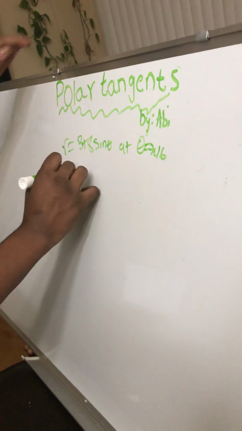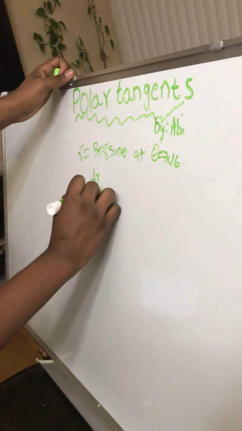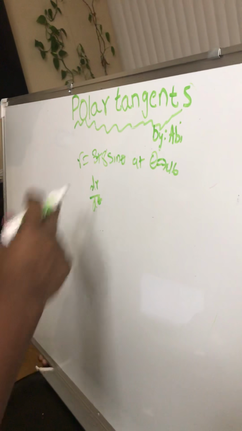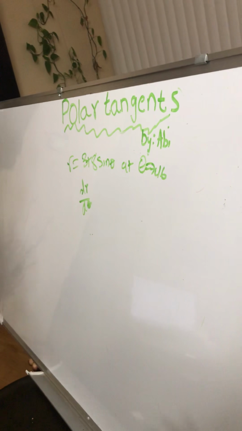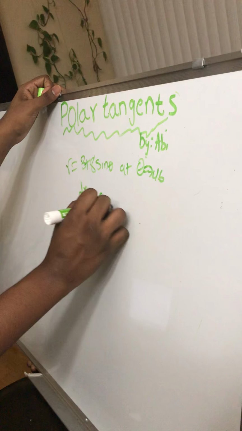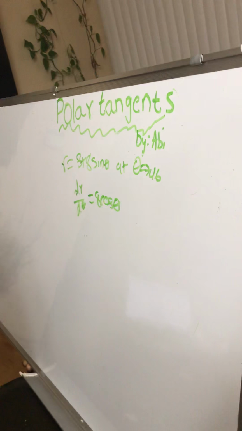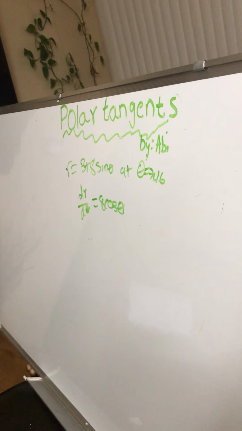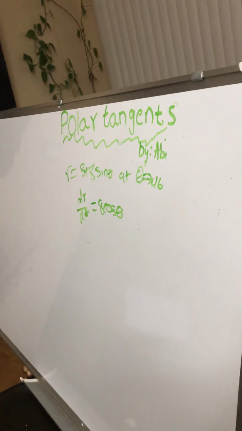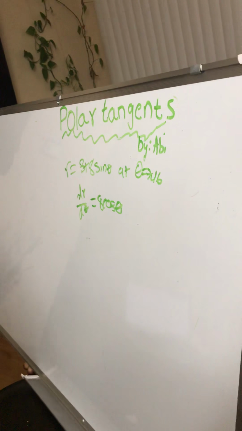We're going to first need the following derivative. We're going to need dr d theta to begin with. In this case, we already know the derivative of sine is cosine, so it's going to equal 8 cosine theta. And the formula, we're going to need to find dy dx. So let's do this real quick.